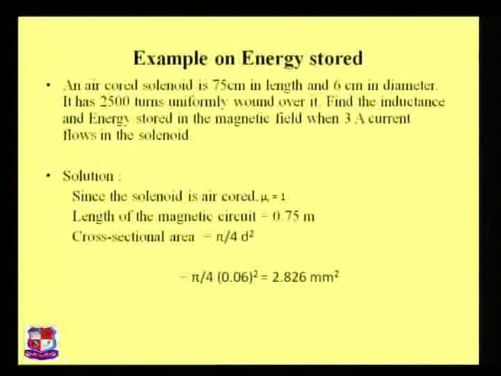The length is given as 75 centimeter and the diameter is given as 6 centimeter. So the cross sectional area will be π/4 × d². Here d is 0.06 meter. So we get the cross sectional area as 2.826 × 10⁻³ m².